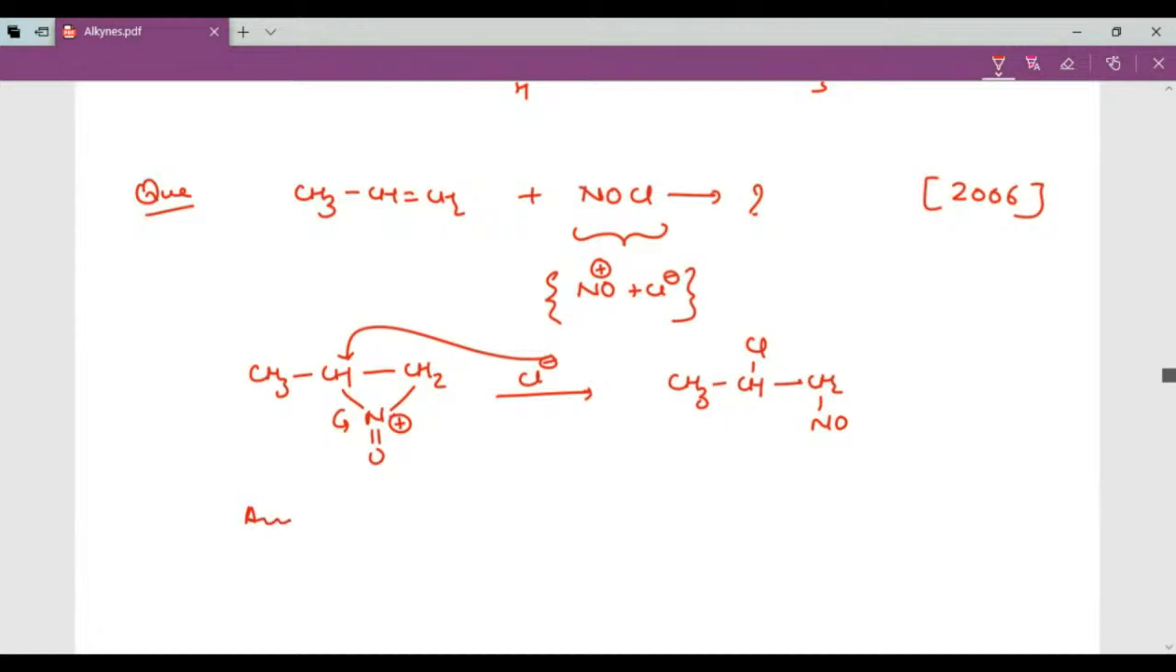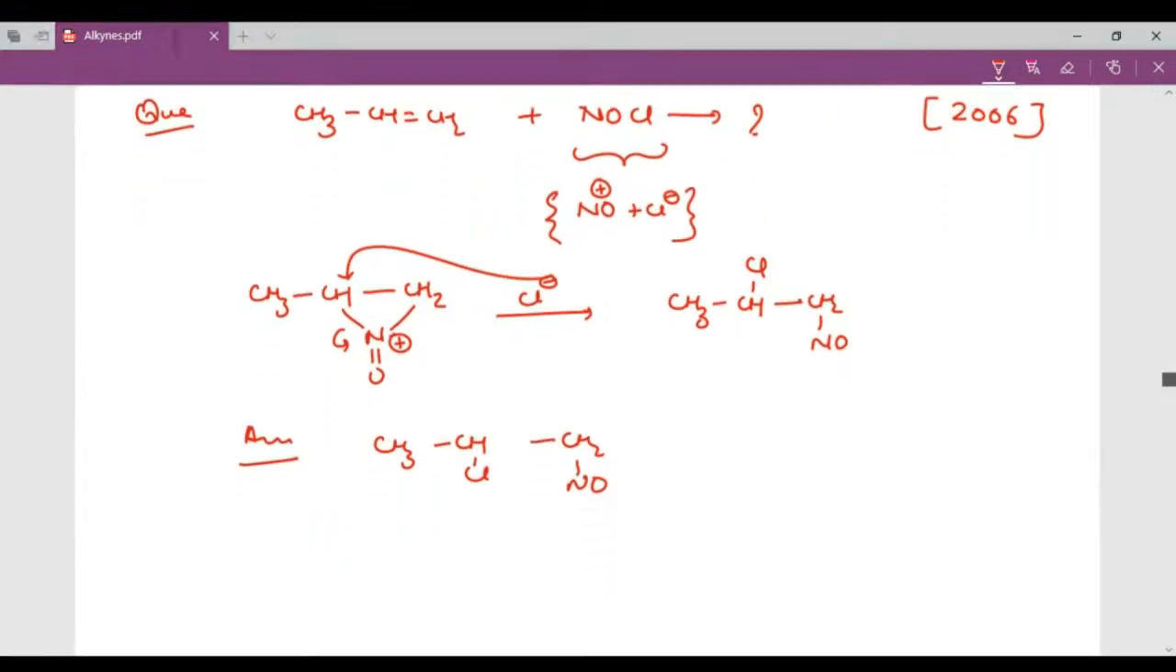So the answer is CH3CHClCH2NO. Is it okay? Clear? So this is how we have tried to cover as many important aspects of alkyne and diene chemistry as possible.